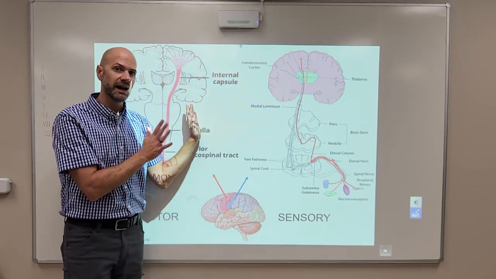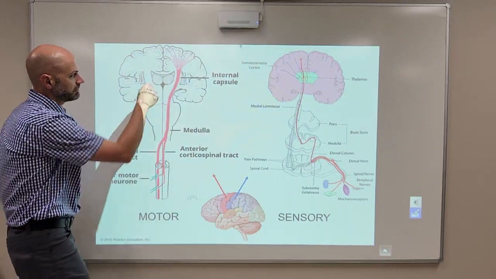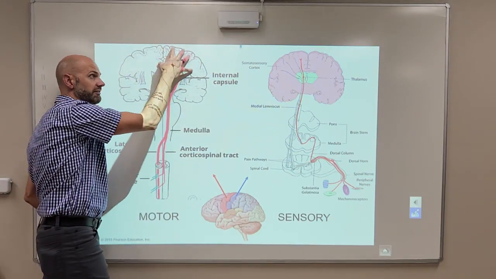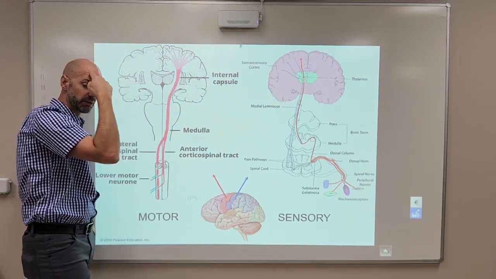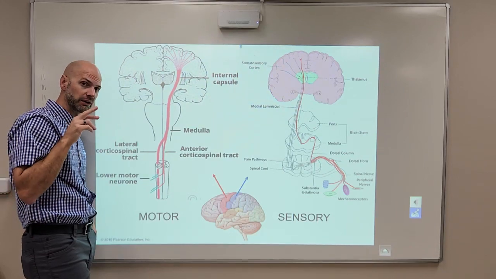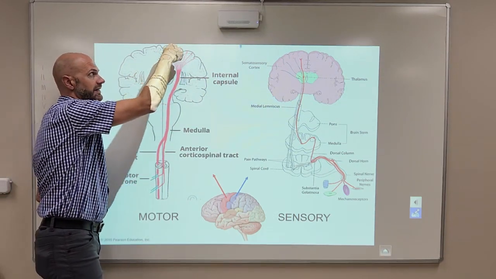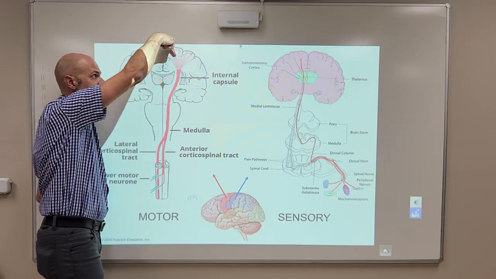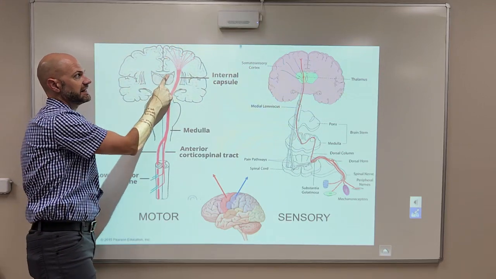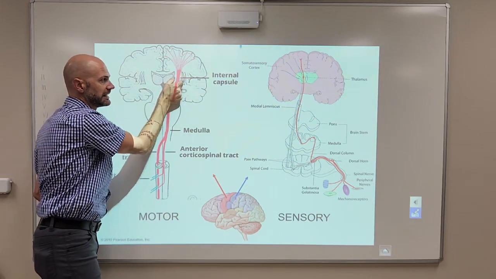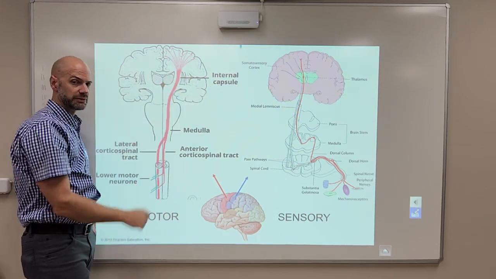Motor does not. Okay, notice here. Motor is a descending signal. We're having a thought: I need to move my big toe. I'm going to tell my big toe to wiggle. So we have that thought up here, and this part of your motor cortex sends that signal out. It never passes through the thalamus. It goes right by it through this little tract called the internal capsule.